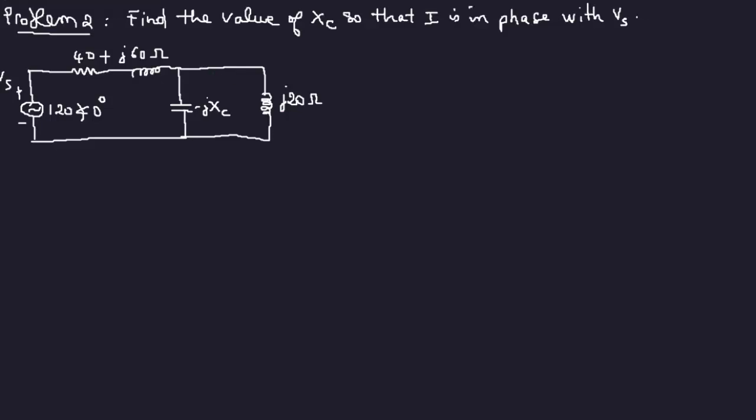Here, the total impedance seen by the generator would be these two in parallel plus in series with this, but we wouldn't add the imaginary part. So these two together in parallel, we have J20 times minus JXC over J20 minus JXC. So that's these two in parallel.